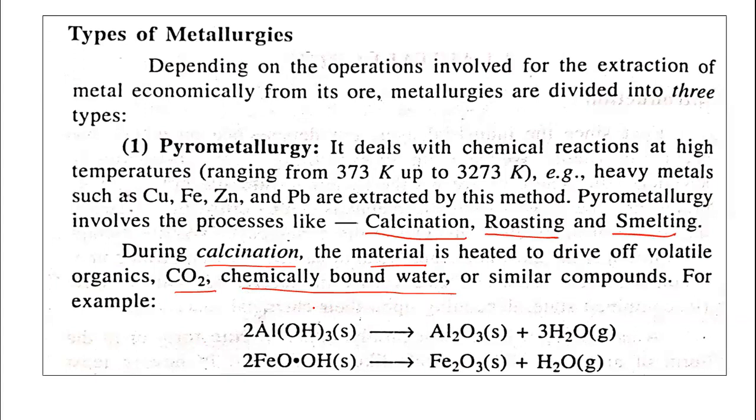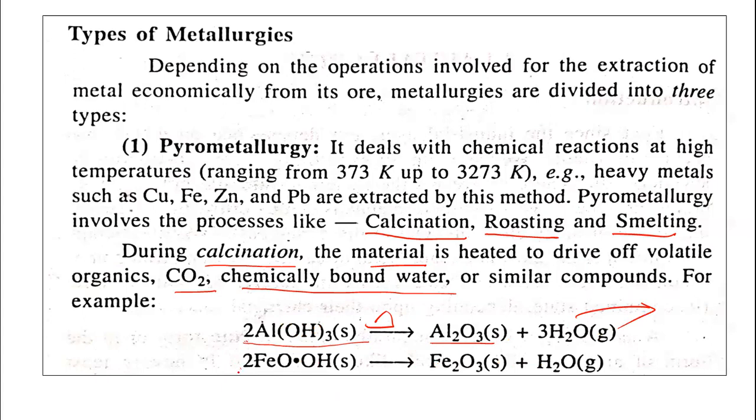Okay. So during the calcination, organic material, carbon dioxide, and moisture can be removed. See this reaction. This is aluminum hydroxide. The ore of aluminum contains, suppose, aluminum hydroxide. When it is heated, it is converted to aluminum oxide and water is removed.